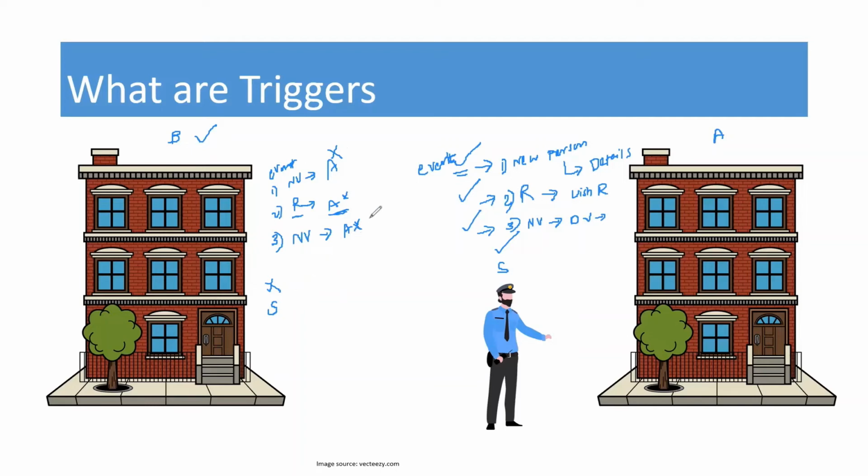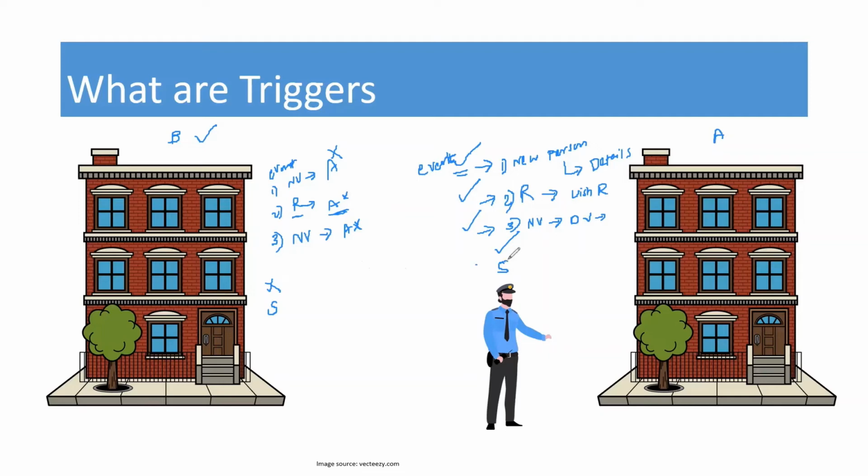So if you have understood this example, you have pretty much understood the reason why we would write a trigger. The reason we would write a trigger is to act upon an event that is there. Even though there are events happening in apartment B, there is no person to act upon those events. Whereas in A, the same events are being monitored by a person called S, which is nothing but our security guard, and he's acting upon them.